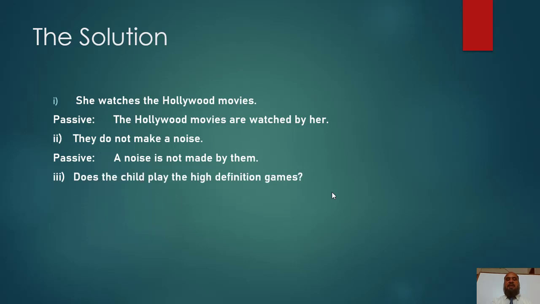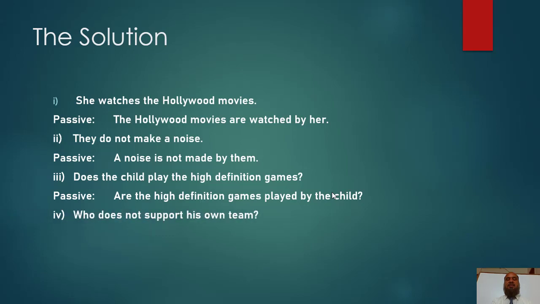Sentence number 3. Does the child play the high definition games? Write the solution in your notebook. Here is the passive of sentence number 3. Are the high definition games played by the child? Dear students, match the answer with the solution and make necessary corrections.